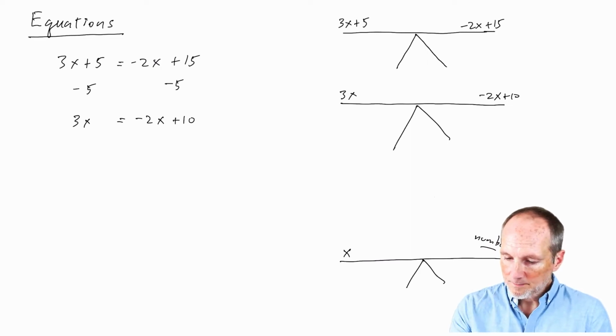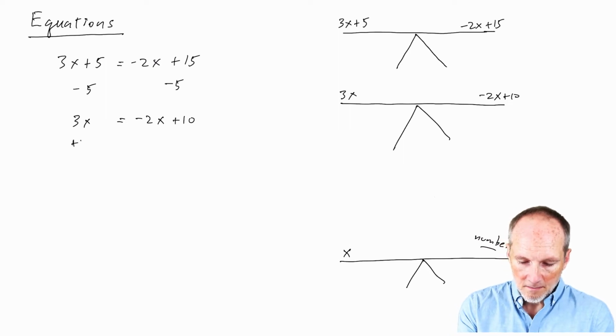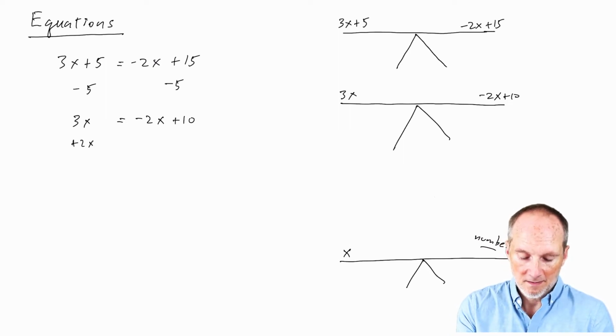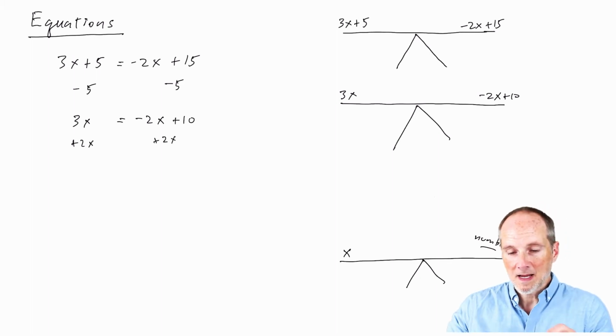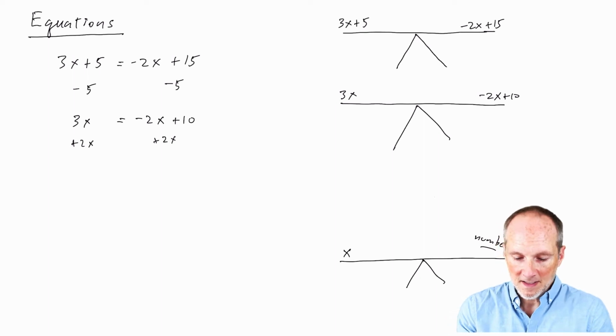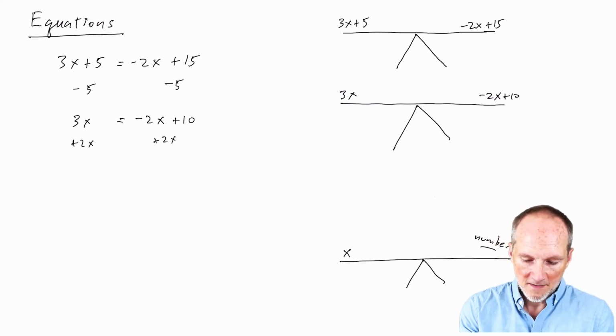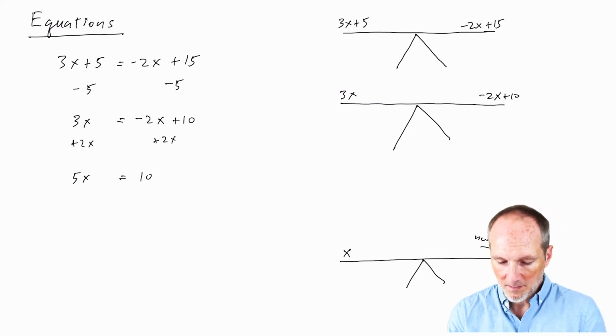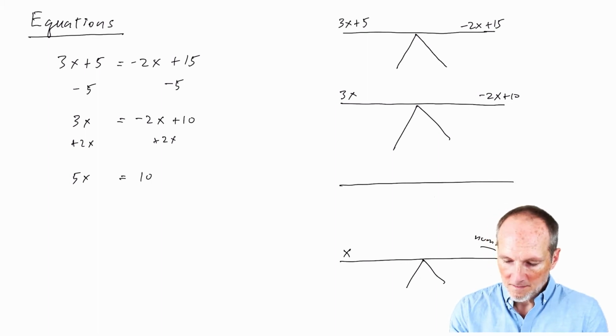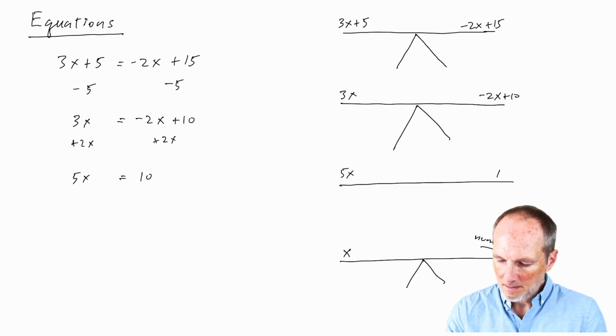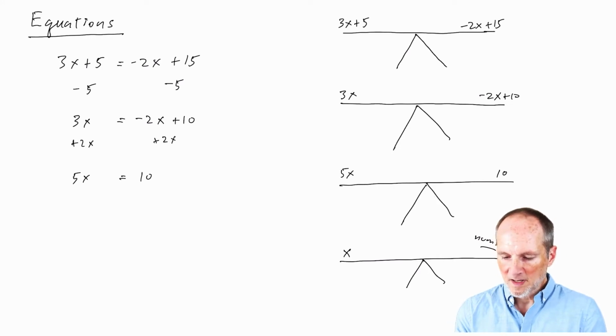Let me add 2x to each side. I don't know what x is, but whatever it is, I'm just adding 2 times that to each side. So it's the same thing I'm adding to each side that maintains the perfect balance. And that gives me 5x on one side. And then the 2x and minus 2x cancel, so I get 10 on the other. So that's 5x and 10. Our scale is perfectly balanced.